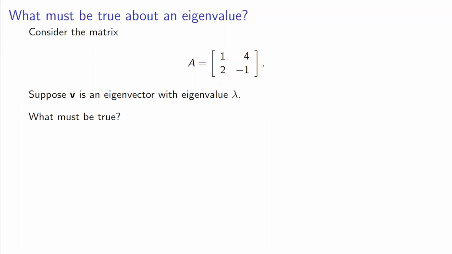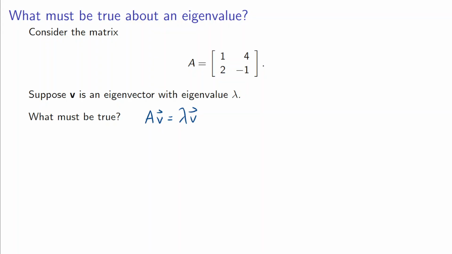Consider the matrix A equals [1, 4; 2, -1]. Suppose v was an eigenvector of this matrix with eigenvalue lambda. What must be true? We've seen the definition in a previous video: it would mean that Av needs to equal lambda v. But how can we actually figure out what v and lambda are?